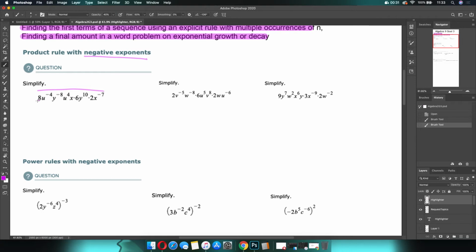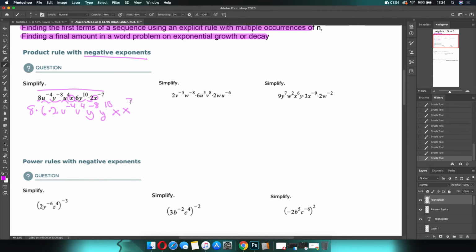So what are our numbers? We have an 8, we have a 6, and we have a 2. So 8 times 6 times 2. Then we have u, so u to the negative 4 and u to the 4. Then we have a y and a y, so that's y to the negative 8th and y to the 10th. And then what's left? x and x, so we have x and x to the 7th.